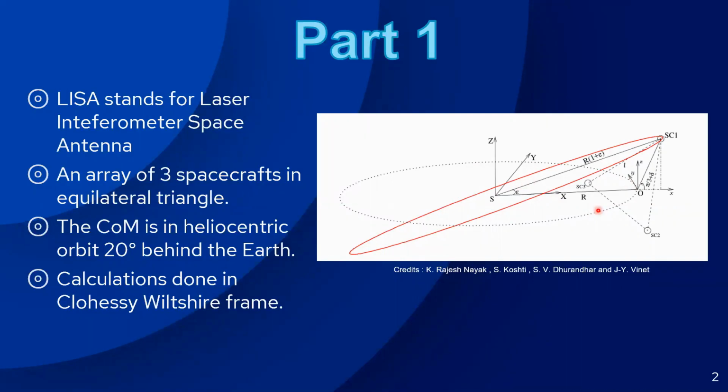So these calculations are done in the Clohessy-Wiltshire frame. This frame is basically just a co-rotating frame in this system. What we do is take the center of mass of these 3 spacecraft and the Sun, go to the coordinates of the center of mass, and then rotate such that these 2 objects are at rest.